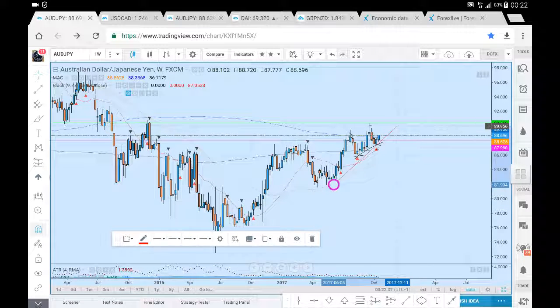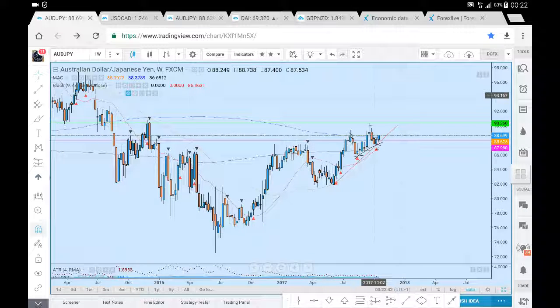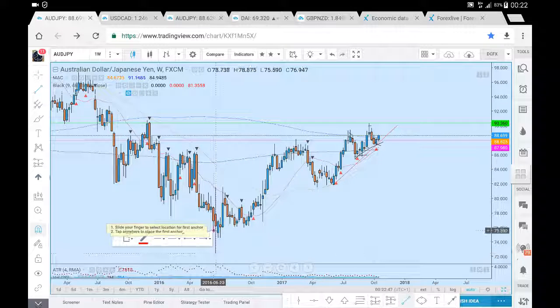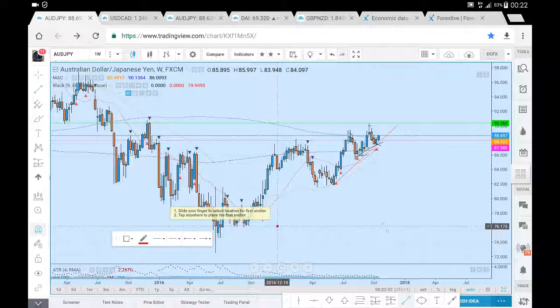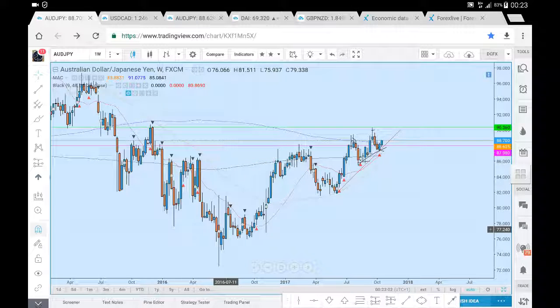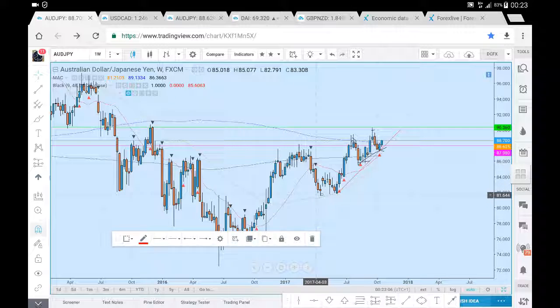So let's just scale it in a bit. As you can see on this weekly chart, let's just get these tools off. Yep. So as you can see on this weekly chart, we've had our lows over here on a couple of occasions in 2016. We've had higher lows here in the early part of 2017, and we're posting higher lows again for a continued move to the upside.